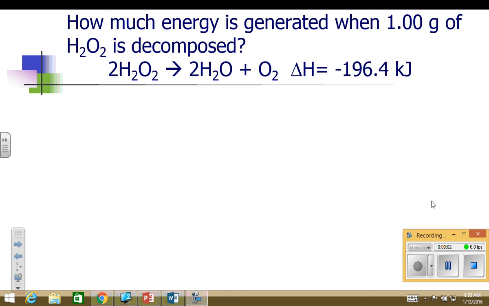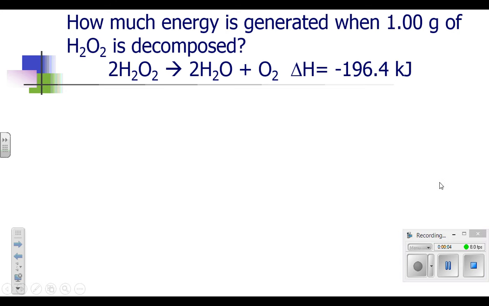In this video, we're going to solve the enthalpy problem that says how much energy is generated when 1 gram of hydrogen peroxide is decomposed. And here's the balanced equation: 2 hydrogen peroxides yield 2 waters and 2 oxygens, and the enthalpy for that reaction is negative 196.4 kilojoules.